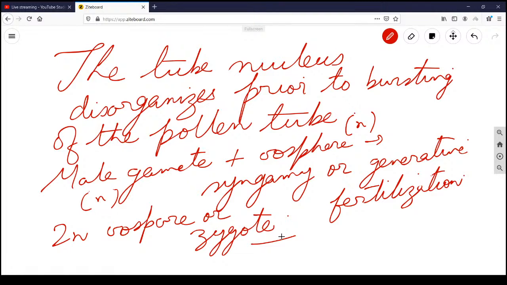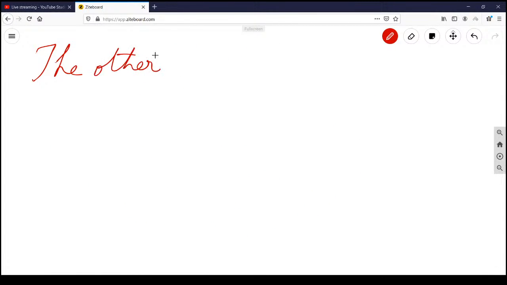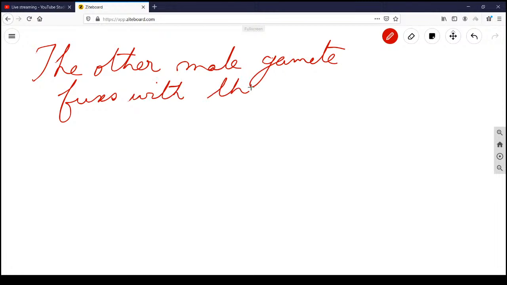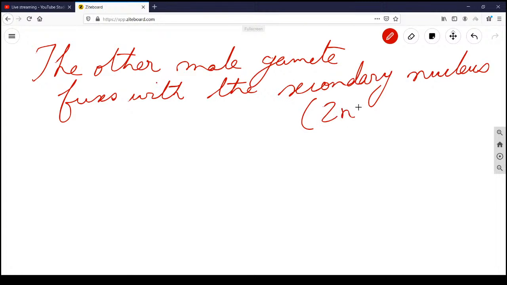The other male gamete, which emanates after the bursting of the pollen tube and the disorganization of the tube nucleus, goes and fuses with the already produced secondary nucleus present at the center.